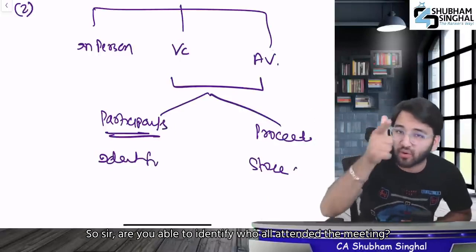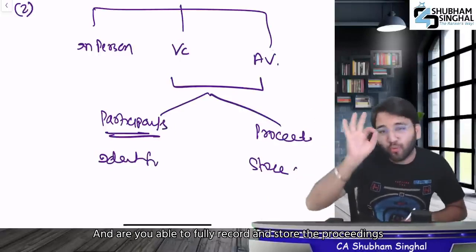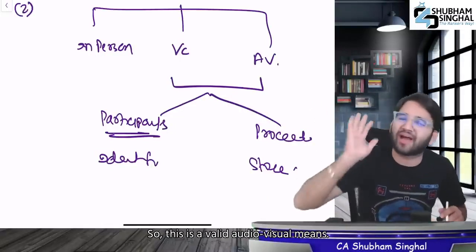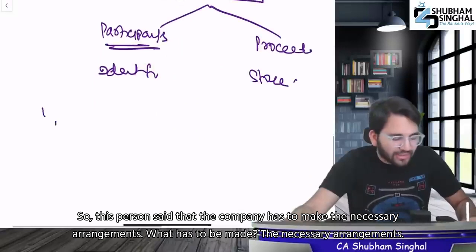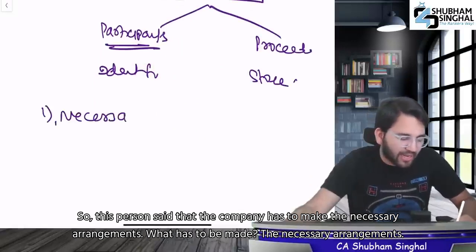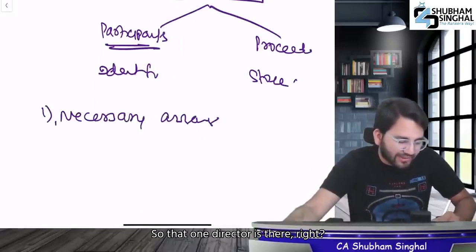Are you able to identify who all attended the meeting? You are able to record and store proceedings. It's valid audio-visual means. Listen to me. This person said that the company has to make the necessary arrangements. What has to be made? Arrangements. That 1 director is there.